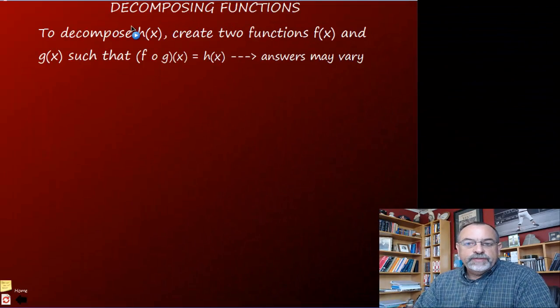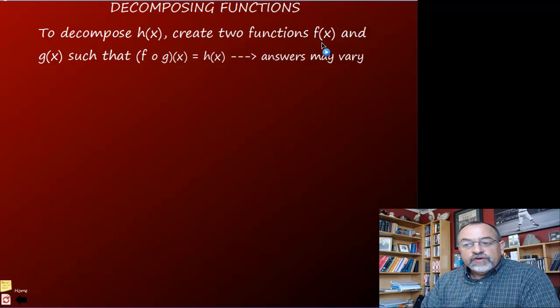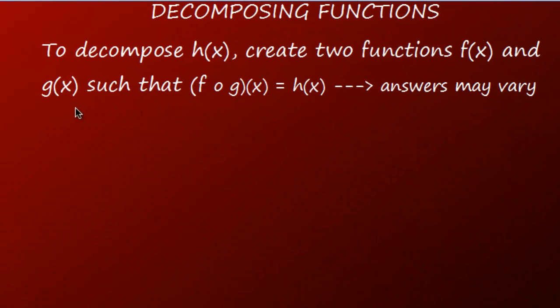We're going to create two new functions, an f of x function and a g of x function, so that when we put g into f, we end up with the original function. So basically we're going backwards, and this is something that we need to do in calculus from time to time in order to create some functions that we can work with. We want to decompose these into two more simple functions, which then allow us to work with them more efficiently.